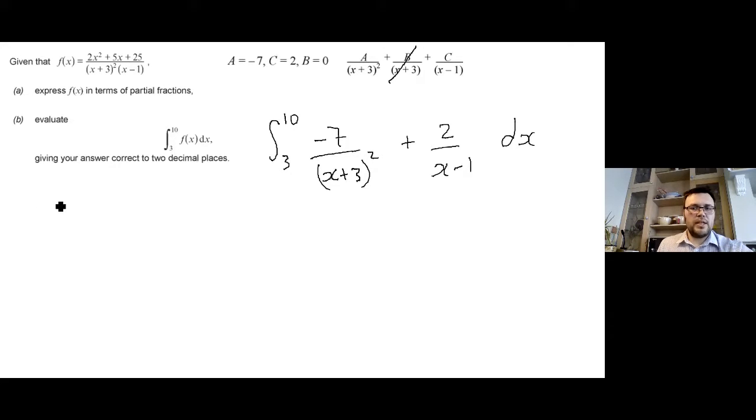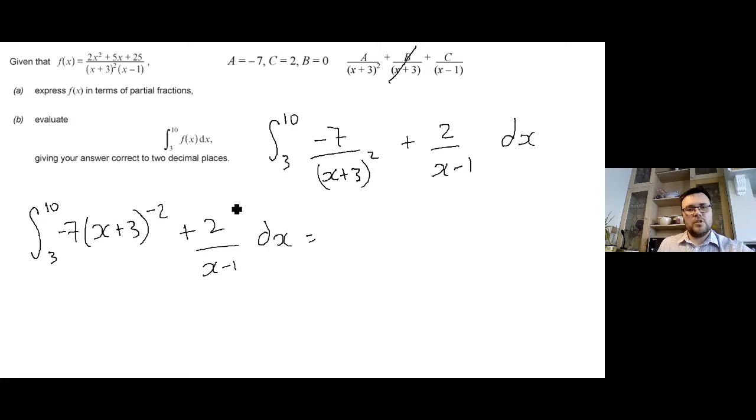So if we rewrite that out, that's why the next one is a blank page, so I've got more room. So it's going to be -7, and then it's x plus 3 to the -2. And then this is plus 2 over x minus 1. We know that this is going to turn into a log, so I'm not going to worry too much about it there. And again, it is between the limits of 10 and 3.